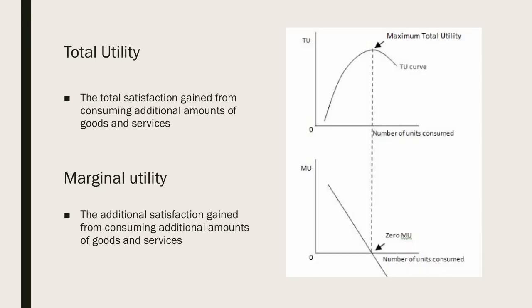So the total utility graph is going to increase initially and then reach a maximum and come back down. What that represents is that as you consume additional amounts of a good or service, your total benefit is going to increase, but only until a certain amount. Because if I continue consuming past that maximum, I'm going to actually make myself worse off.